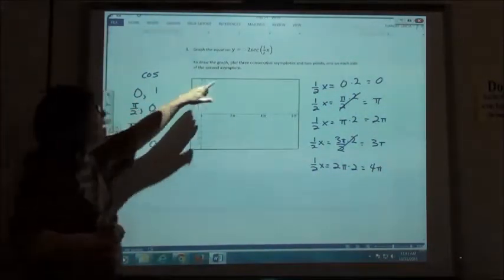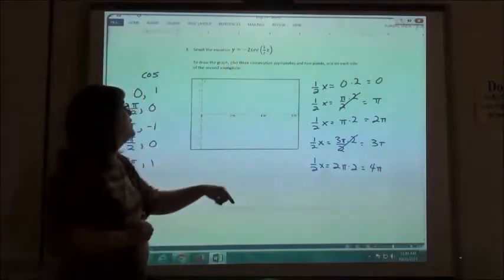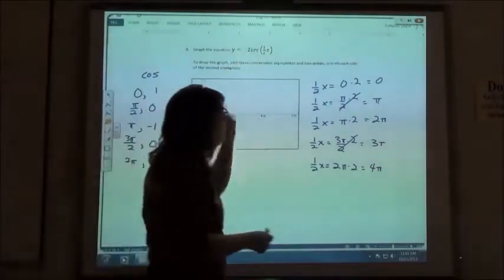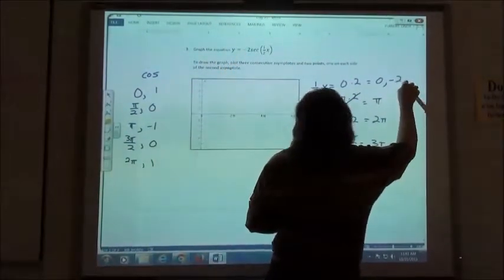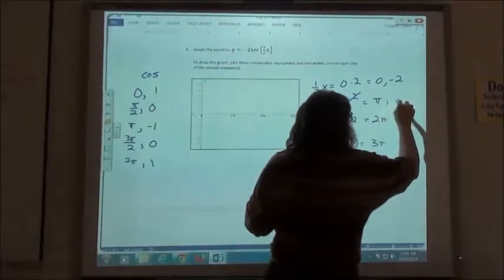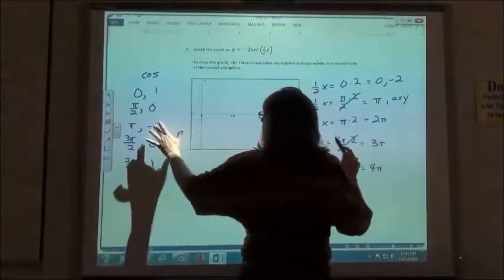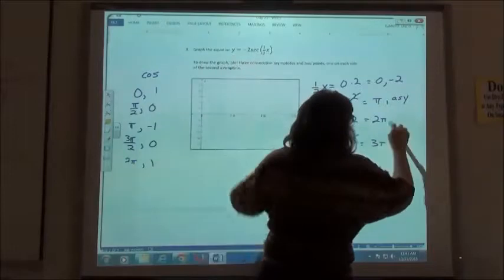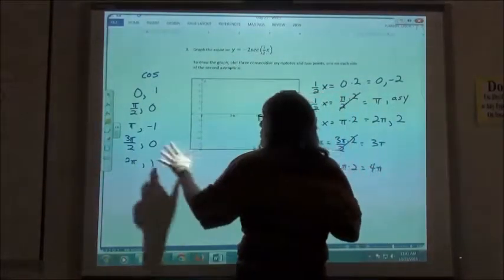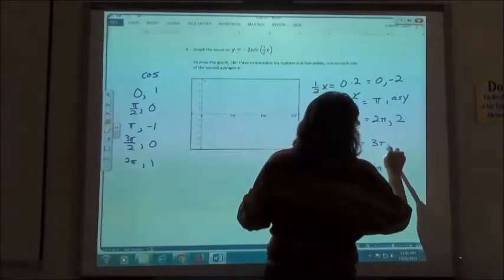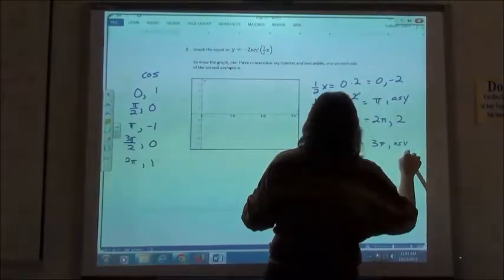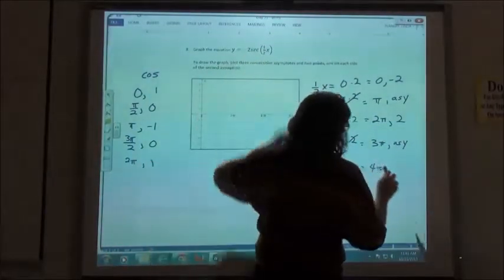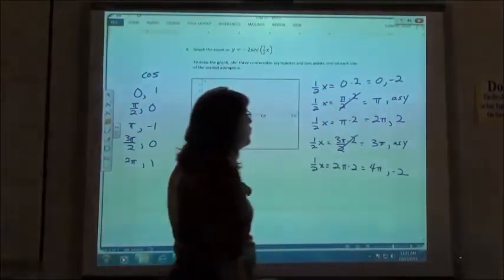Here, I am going to go in the negative direction first. 1 times negative 2 is going to give me negative 2. Here I'm going to have an asymptote. Here, negative 1 times negative 2 means I'm going to go to positive 2. Then I'm going to have another asymptote. And then 1 times negative 2 means I'm going to go to negative 2.